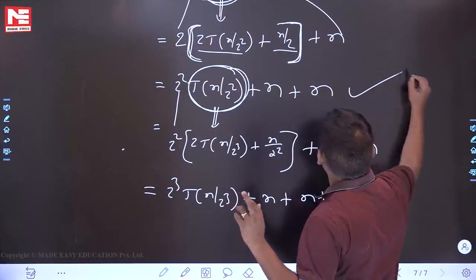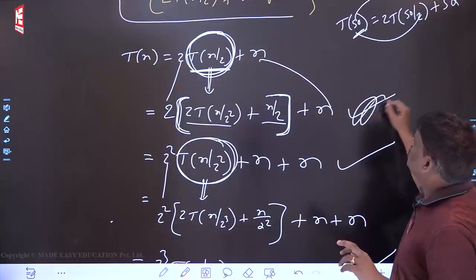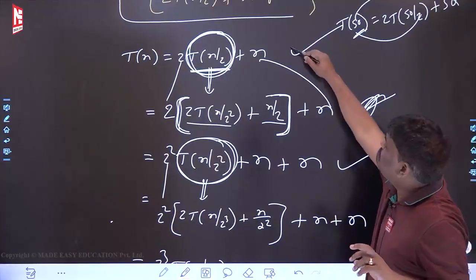After the second step, this is the answer. After the first step, this is the answer.